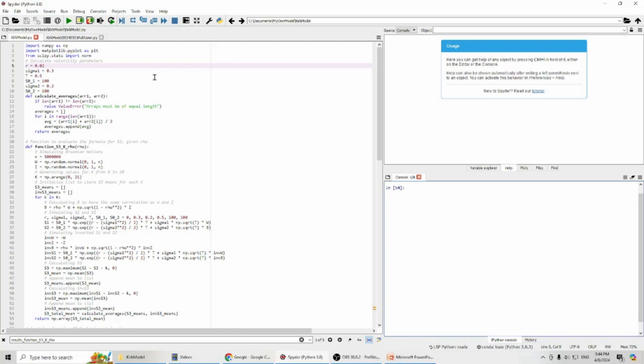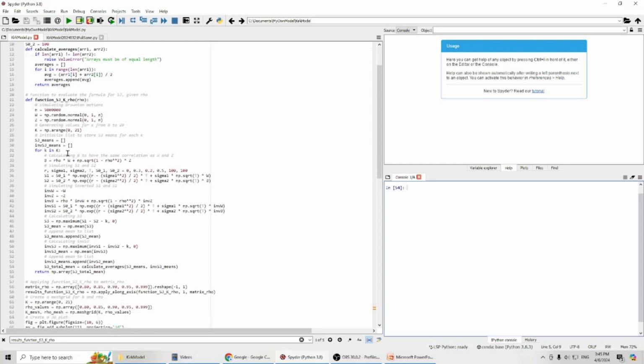First, let's set up the initial conditions. The interest rate I've set to 0.02, and for the two asset prices I set 100. So both are 100. And time to maturity I set to 0.5. For sigma 1 I set 0.3, sigma 2 I set 0.2.